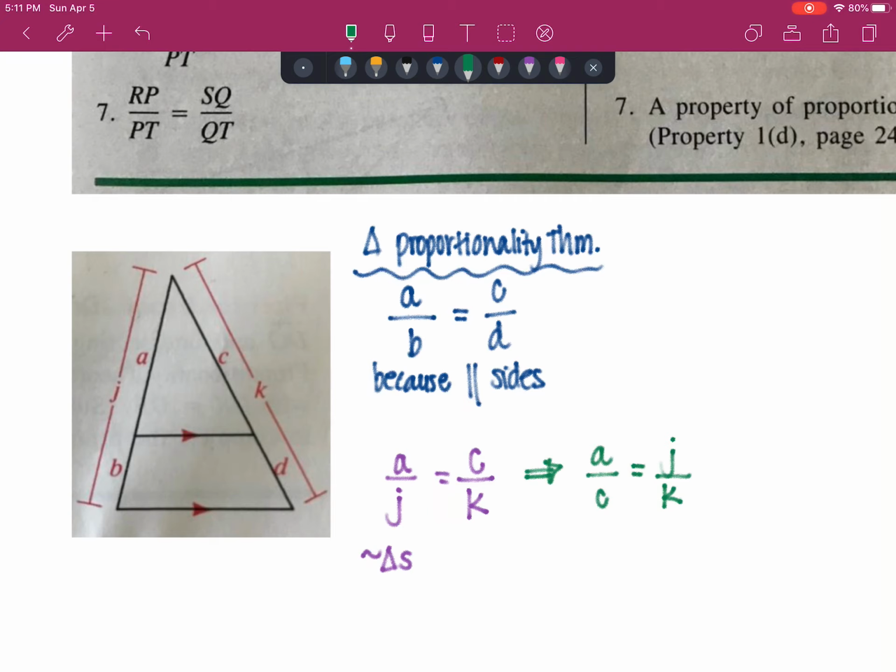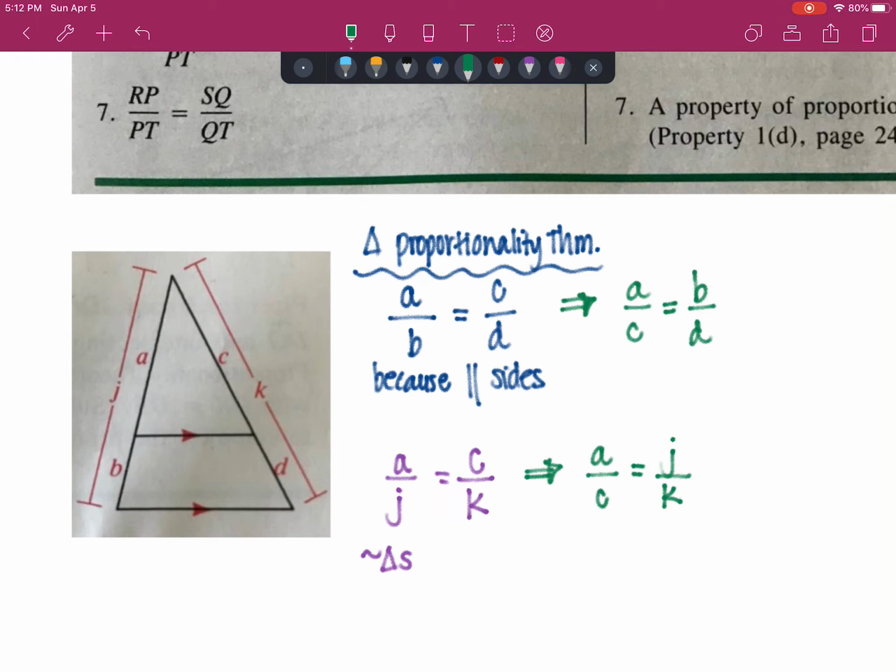Now, what else do we know? We know A over B is equal to C over D. We know A over J is equal to C over K. We know A over C is equal to J over K. What else would A over C be equal to? Use that same property of proportions, but this time with that blue one. A over C could also equal, I'm sure you got it, B over D. So many different relationships that we can be writing here.